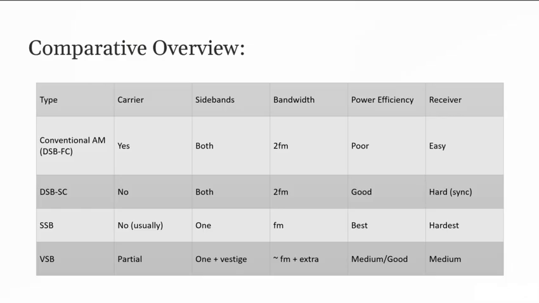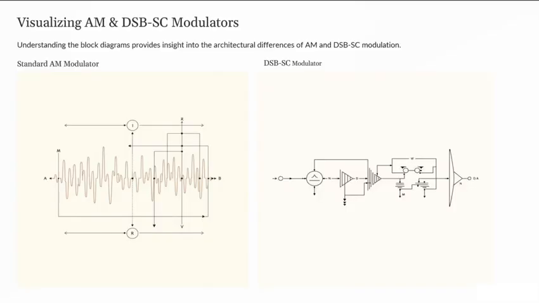So this is the comparative overview of DSBFC, DSBSC, SSB and VSB. It compares carrier, sidebands, bandwidth, power efficiency and receiver. This is the visualization of the AM and DSB modulators, as I have already told about this topic.